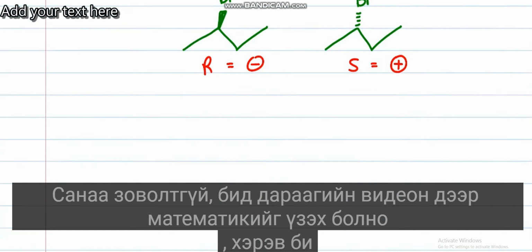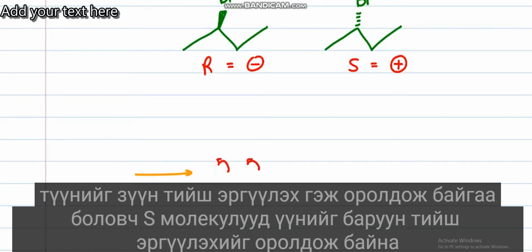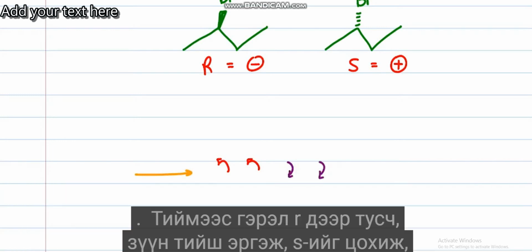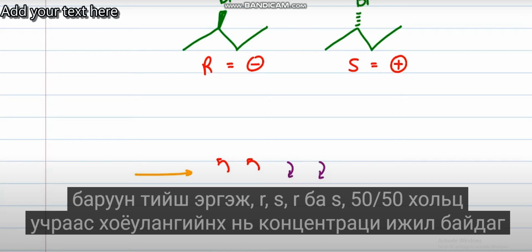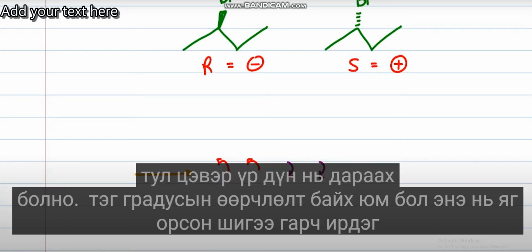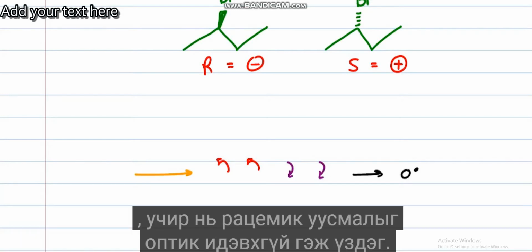What happens if I put a solution that has 50% R and 50% S into the same polarimeter? As the light is traveling through, the R molecules are attempting to turn it to the left, but the S molecules are attempting to turn it to the right. So the light will hit R and turn to the left, and hit S and turn to the right, and R and S and R and S. And because the concentrations of both are the same, because it's a 50-50 mixture, the net result is going to be a 0 degree change. It comes out exactly as it went in, because a solution that is racemic is considered optically inactive.